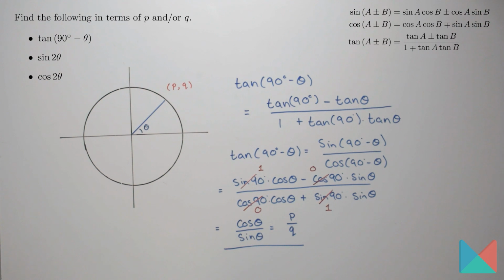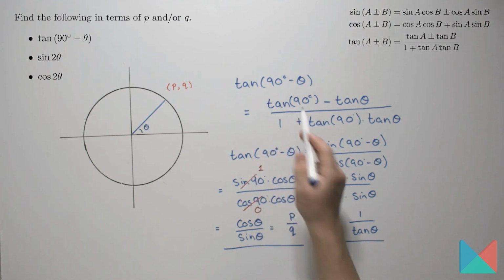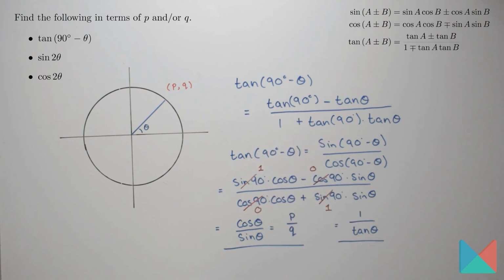And just as a little extension, we know that tan is equal to sine over cosine, and because we got tan of 90 take theta is equal to cosine over sine, this is actually just the result of 1 over tan of theta. And so in fact, it might be an interesting result for you that tan of 90 take theta is actually the same as 1 over tan theta. So now let's move on to our next part.